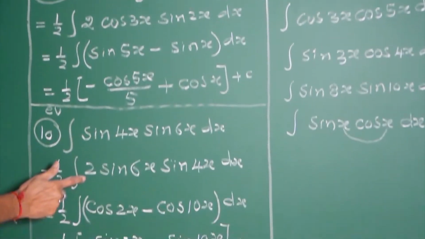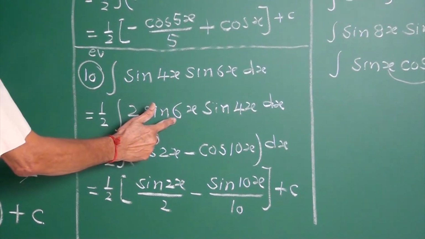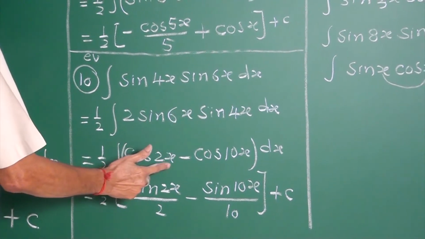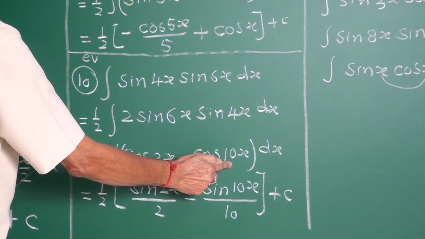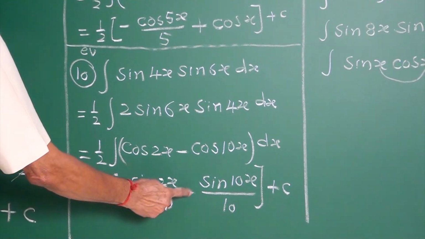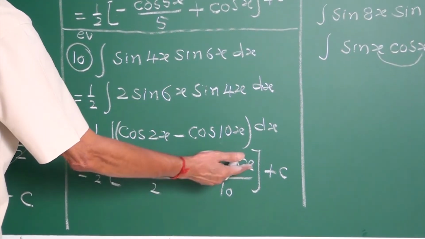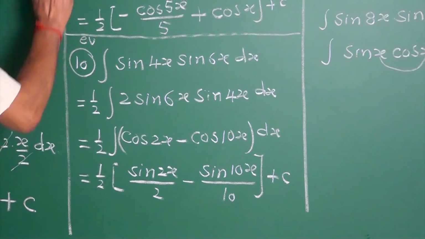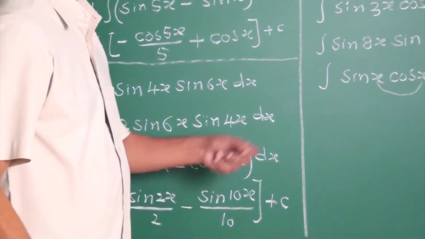First, 1 by 2 into 2. First, cos of the difference: 6x minus 4x is 2x. Minus cos of the sum: 6 plus 4, 10x. Write the integral: integral of cos is sin 2x upon 2 minus integral of cos is sin 10x divided by 10 plus c. Simple examples. They are good examples under 2 mark questions, my friends.